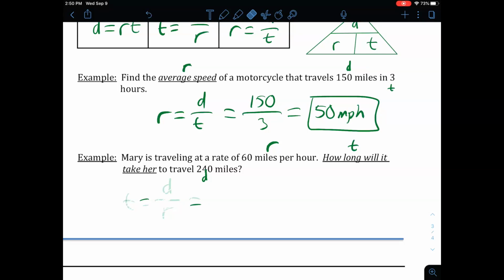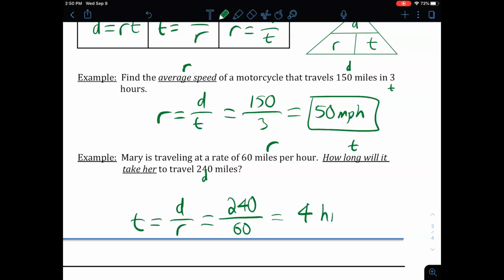So I'm going to rewrite this down below, actually. We're looking for how long. So time. Time equals distance divided by rate. So we're going to plug in what we know. 240 over our rate, which is 60, which equals what? 4 hours. 240 miles divided by 60 is going to be 4 hours.